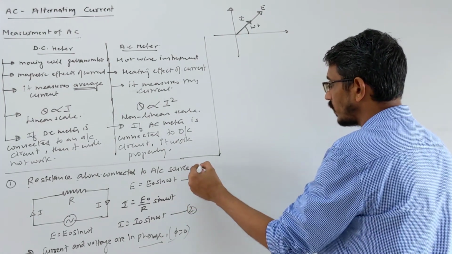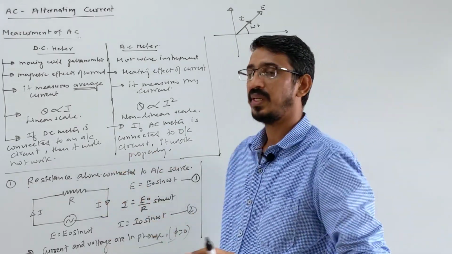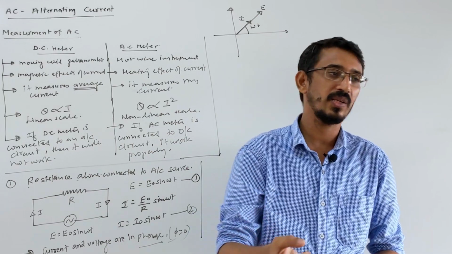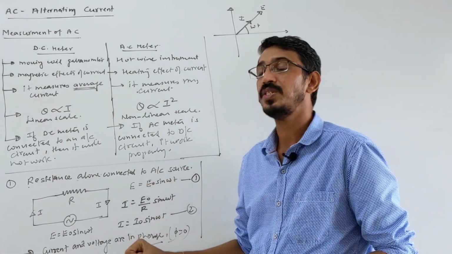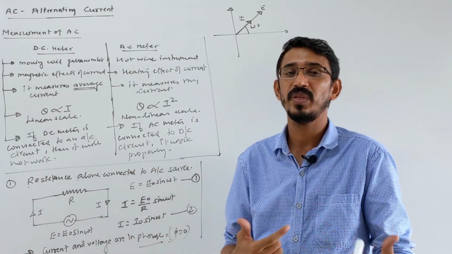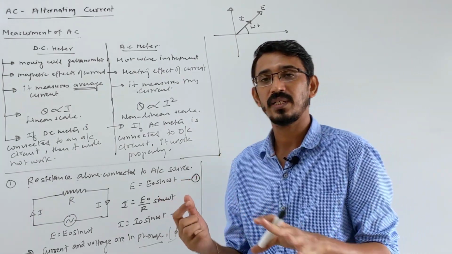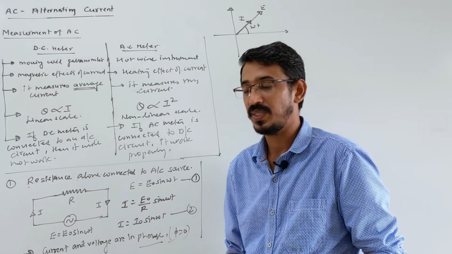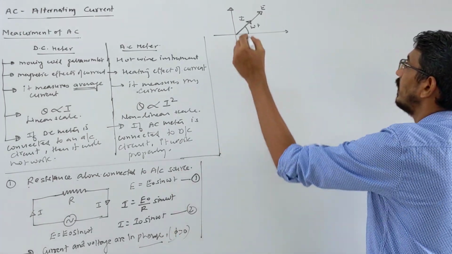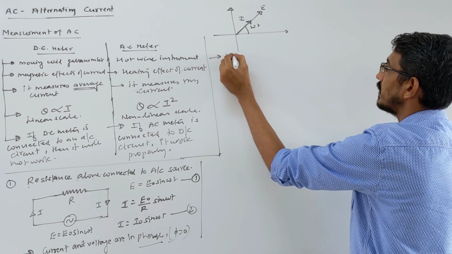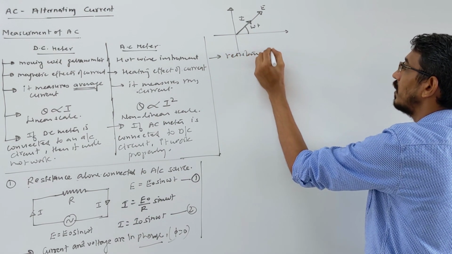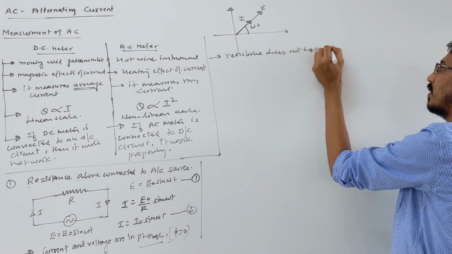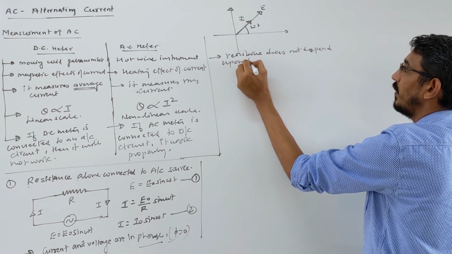Once more I am telling you, they will ask you some numerical. First they connect something to a DC source, then the same thing is connected to an AC source. Then what happens? Your resistance will not change, because resistance does not depend on frequency. Later we will see that for capacitor and inductor, their resistance, called capacitive reactance and inductive reactance, will change with frequency. So it's very important to note here that resistance does not depend upon frequency.